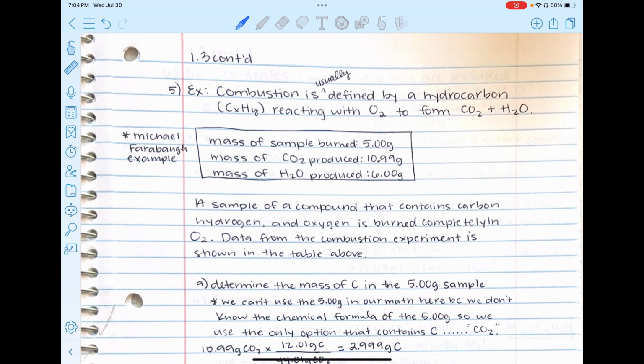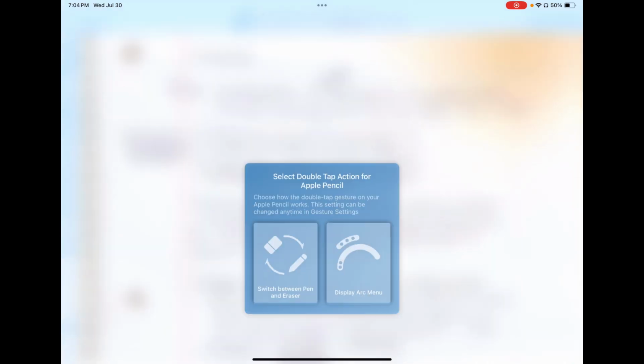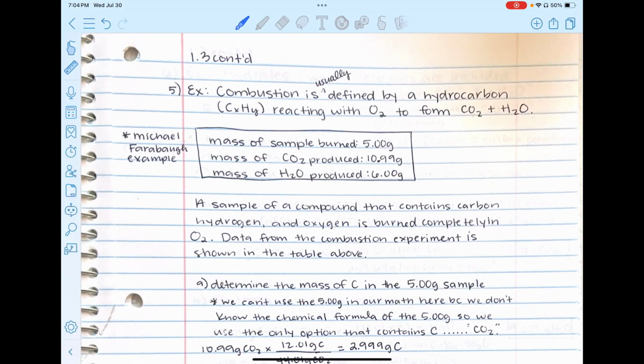Moving on with example 5. A little background for example 5: combustion. Combustion is one of the 5 main reaction types, and you are expected to know what a combustion reaction is. Combustion is usually defined by a hydrocarbon, which is some combination of C and H, carbon and hydrogen put together in some ratio, and that reacts with O2 to form specifically CO2 plus H2O.